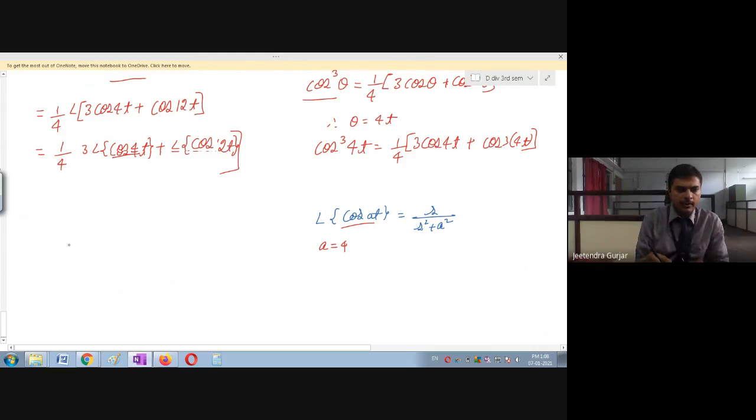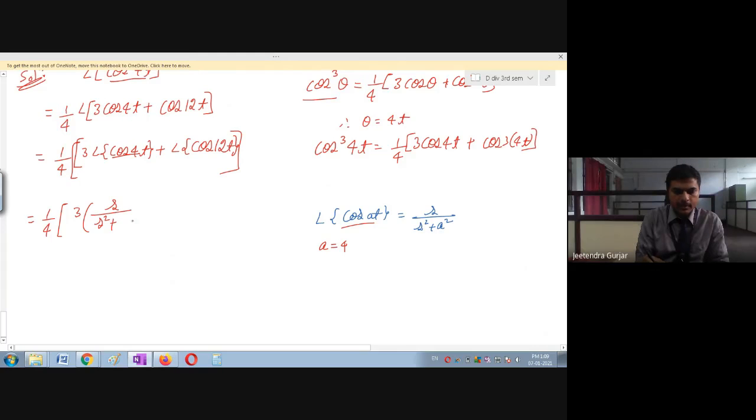So now wherever, so therefore this is 1 upon 4 as it is, I will write. So this is 3 Laplace transform of cos 4t will become s upon s square plus 4 square. You can see A is 4. So 4 square will become 16, plus Laplace transform. Now I can again compare this and this, very easily you can see A is equal to 12. This is cos 12t and this is cos at. So A is 12. So easily you can see wherever A is there, you are going to substitute 12.